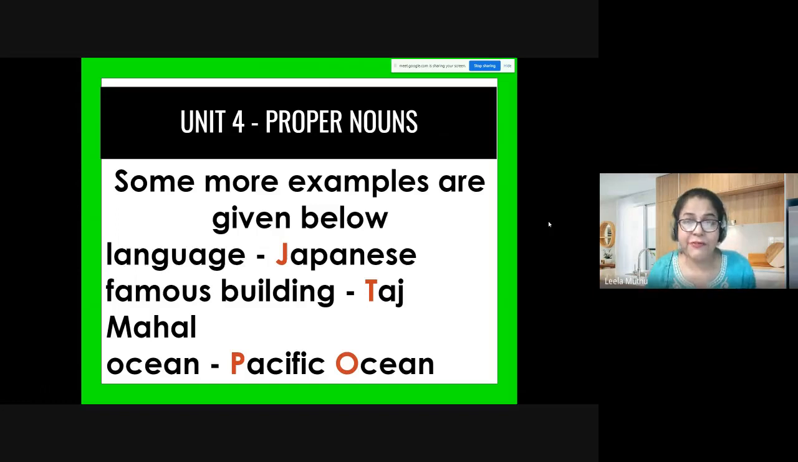Okay, and then you have famous buildings and monuments. Example: Taj Mahal, the Red Fort, Jama Masjid. All these are monuments. Okay, like the Eiffel Tower, the Leaning Tower of Pisa, the Statue of Liberty, all famous monuments, capitalized. Oceans, the Pacific Ocean, the Indian Ocean, the Atlantic Ocean, all capitalized.